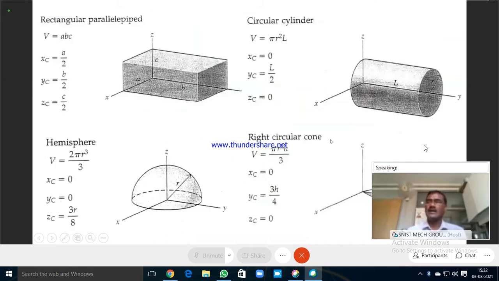Yes. In the last class, we discussed how to locate the center of volume of some simple objects by the method of integration. And in this particular slide, I have listed some symmetric shapes. Let us look at the rectangular prism, or rectangular parallelepiped.